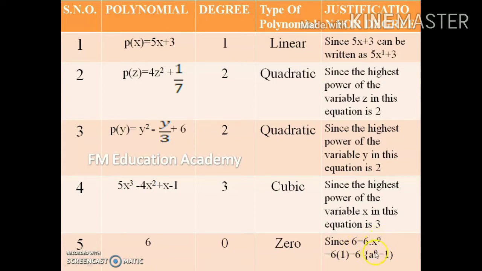x power 0 can be compared to a power 0. I know a power 0 is 1. So instead of x power 0, I can write 1. So 6 into 1 is 6. That is why we can write 6 as 6 into x power 0. What is the degree here? The degree is 0. And any polynomial whose degree is 0 is called a zero polynomial.